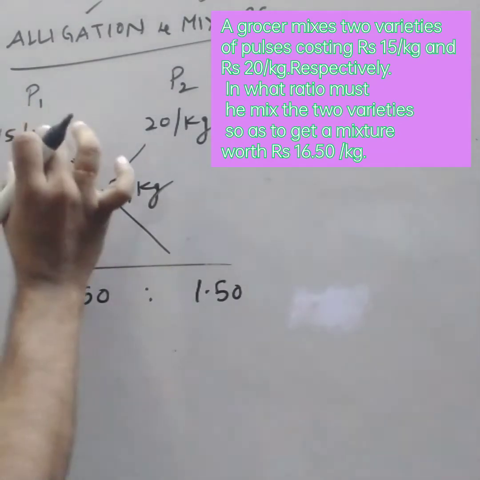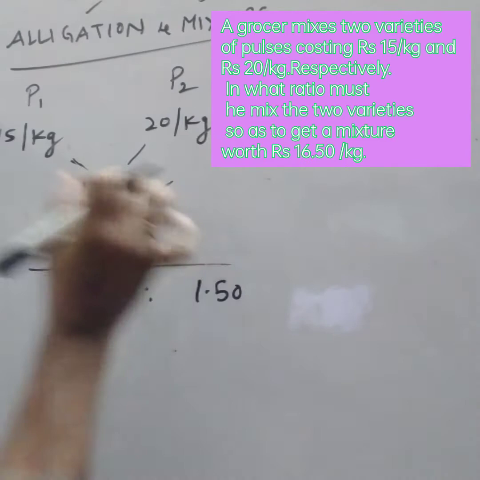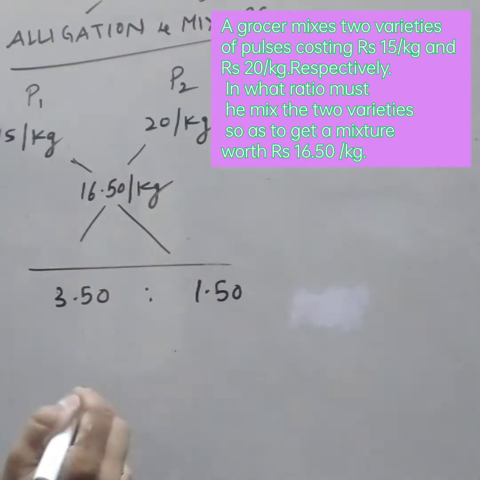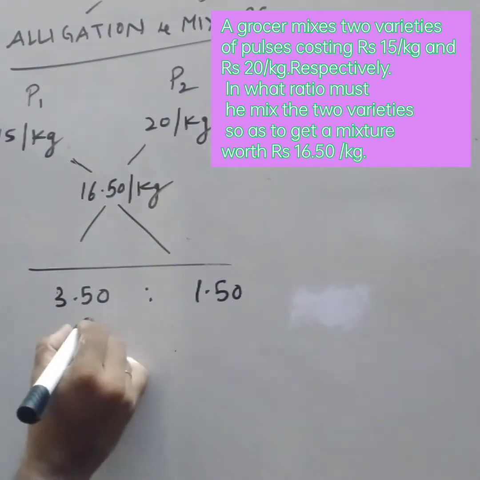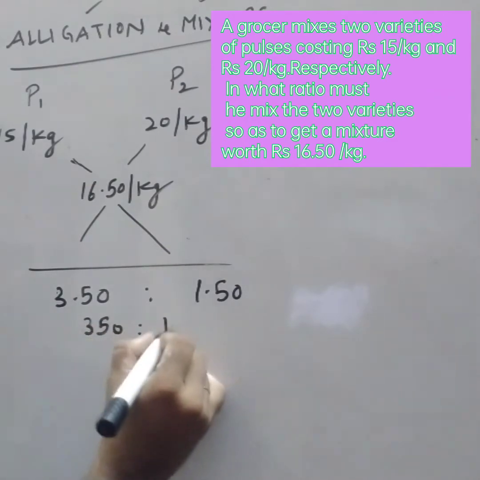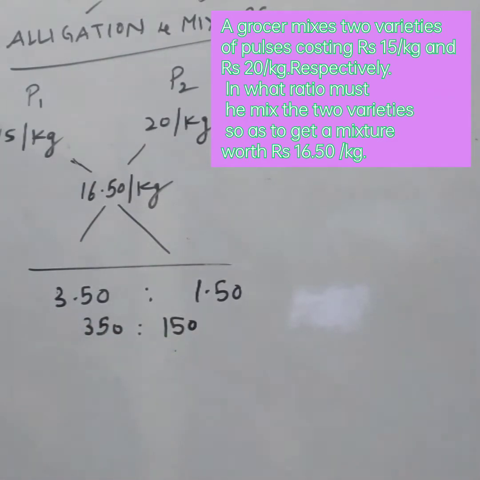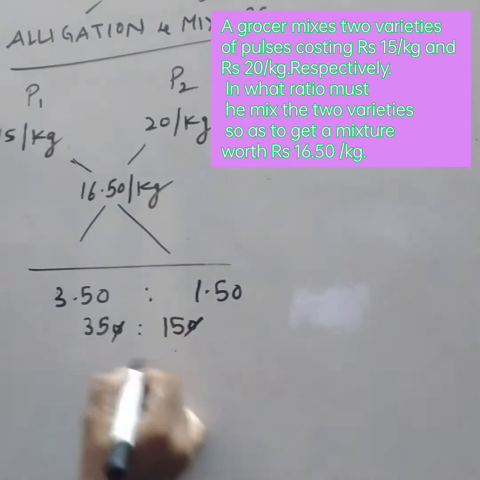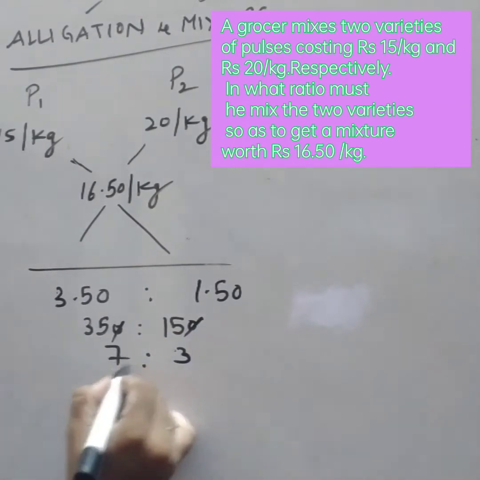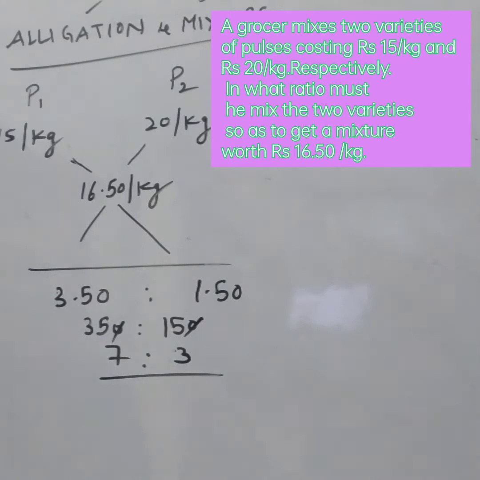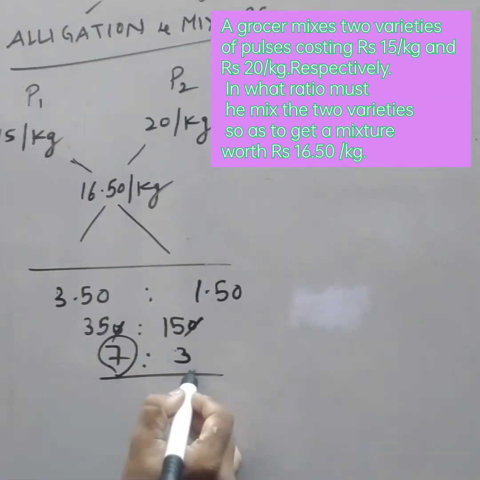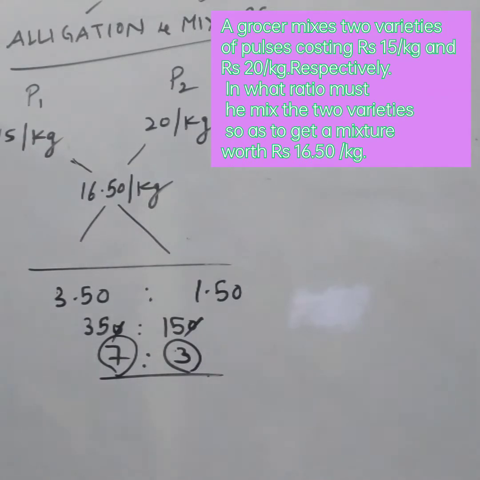So what we are doing, this is one type of pulse, this is another type of pulse, and we are selling the mixture at 16.50. In what ratio we have to mix it? If you remove the points, it is nothing but 350 is to 150. You can cancel the zeros: 5 threes are 15, 5 sevens are 35, so 7 is to 3. That means for the 15 rupees per kg pulse we have to take 7 parts and for the 20 rupees per kg pulse we have to take 3 parts. In this ratio if we mix, we will get a mixture worth 16.50 per kg.